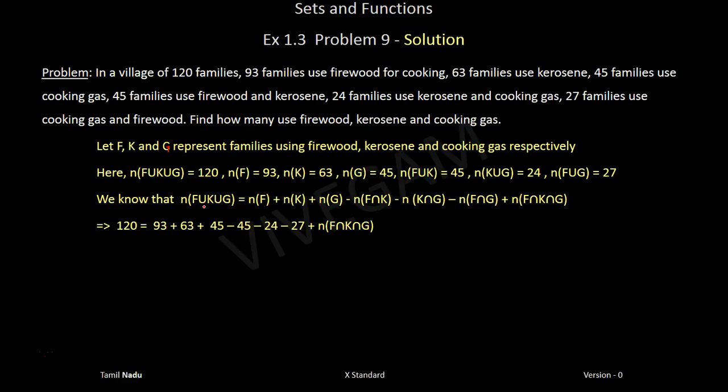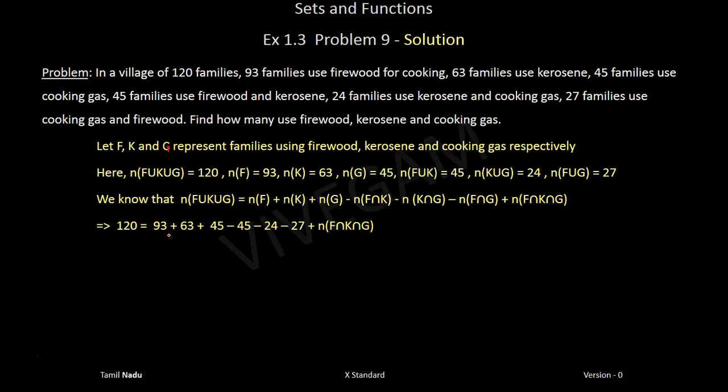So F union K union G is the total number of families who use either firewood or kerosene or cooking gas, which will be the total number of families, because he has not told us otherwise. If he says there are 10 families who don't use any of firewood, kerosene and cooking gas, then you need to subtract the 10 from 120 and put that value here. But since they don't say that, we'll take the same 120.